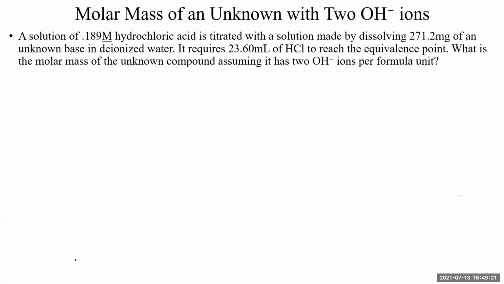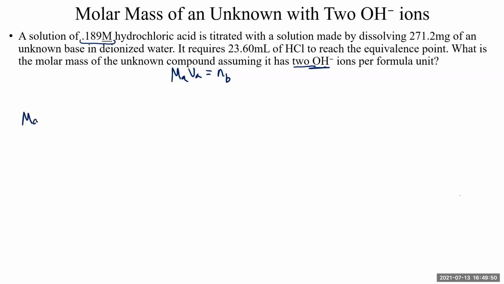So a solution of 0.1, by the way, the whole setup of this is very similar to what we just did. Again, it's going to be another MA times VA equals moles of base. That's what we're going to do. The only wrinkle here is that we are going to have a compound that has two hydroxides per formula unit. That's the only difference. So let's quickly step through this.